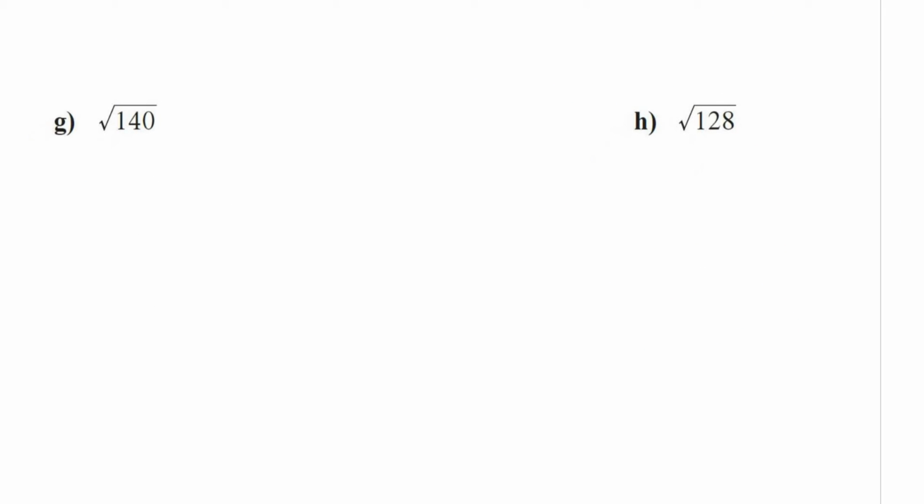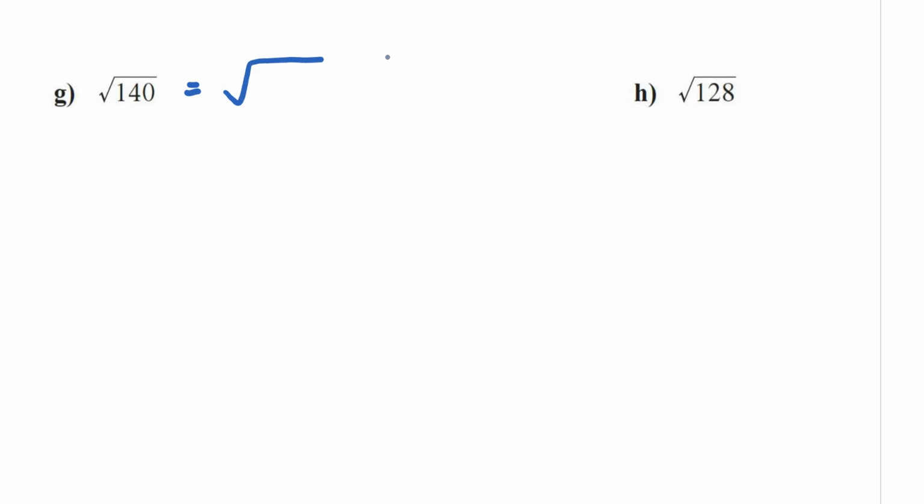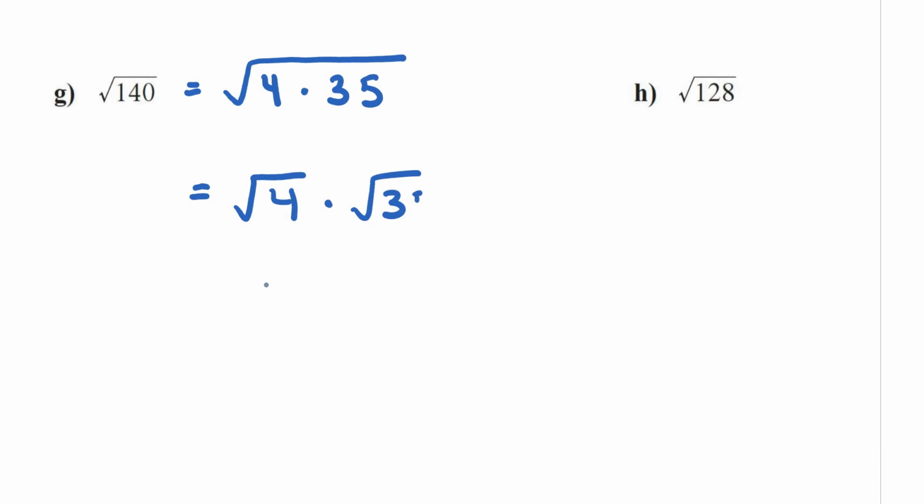Okay, for letter G here, let's do this. Solve this problem using two different methods again. Okay, so I need two numbers that multiply to 140. If you know that off the top of your head, that could be, it's a tough one there. So 140. I'm thinking of 4 times 35. And then we can break this up into two individual radicals. So root 4 times root 35. And root 4 is going to be 2. And root 35 I can leave as root 35. So 2 root 35 is your final answer.